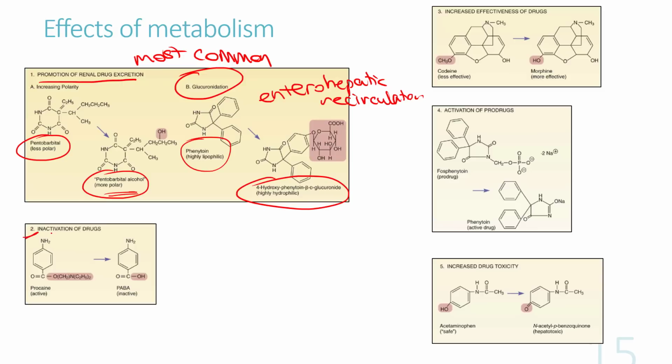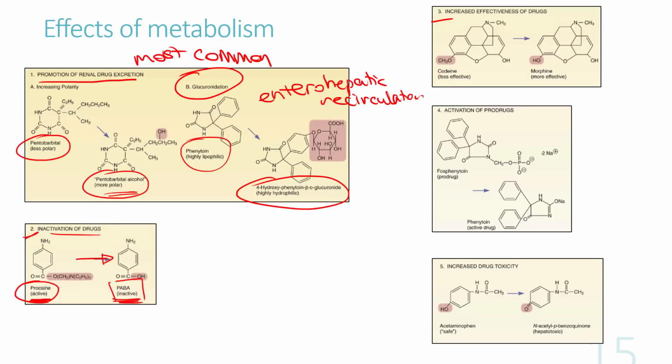Followed by number 2, inactivation of drugs. So you can see here when procaine is administered, it's administered in the active form, and then the metabolic process converts it to a form that's not active, and so this PABA is not able to actually exert its therapeutic effect. Number 3, increase effectiveness of drugs.